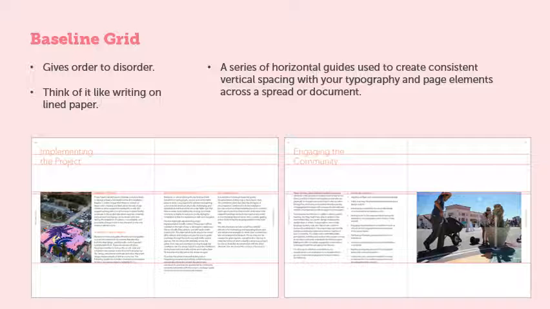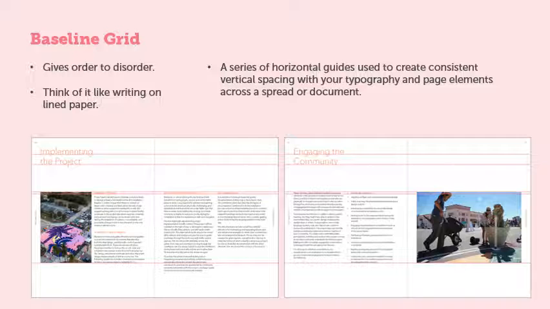So anyway, there are 2 main types of grids. The first one being a baseline grid. All grids are really giving order to disorder, but your baseline grid is like you writing on lined paper. It's a whole bunch of these horizontal lines set up based on your leading choice. And what it does is the baseline grid forces all the text to base align.